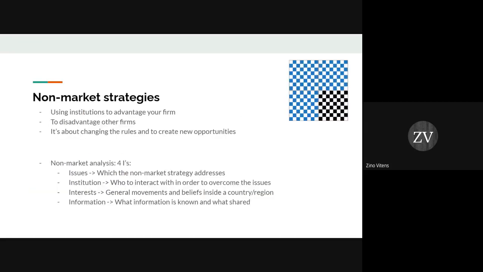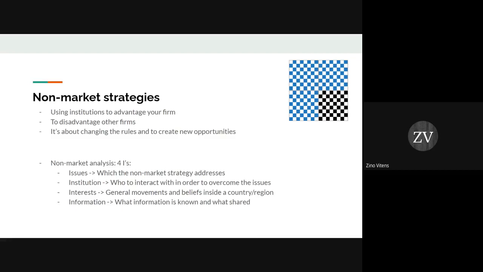Non-market strategies are using these institutions to advantage your own firm and to disadvantage competitors, for example. And it's about changing the rules and creating new opportunities. On the right, you can see this black chessboard. On the black chessboard on the bottom right, Porter's Five Forces and VRIN happen there, playing on the playing field with the rules. But the non-market strategies with the institutions are expanding it and trying to play around them and find new ways, like maybe a new law or something like that.